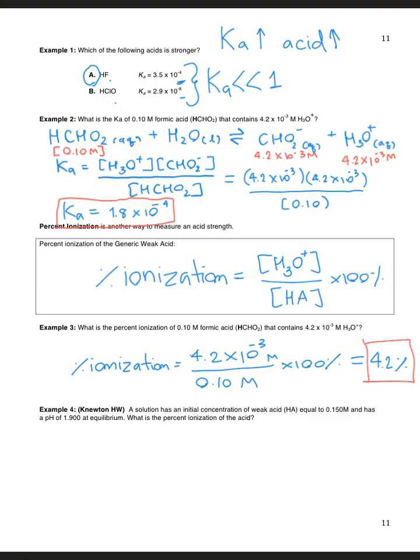Therefore, we can conclude that for 0.1 molar formic acid, which is a weak acid, it has a Ka value of 1.8 times 10 to the negative 4 and a percent ionization of 4.2%. Again, because this is a weak acid, it doesn't dissociate 100%. That's why the percent ionization is a lot lower than 100%, and the Ka value will be a lot less than 1. Example 4 is another type of problem that you will see on Newton homework.